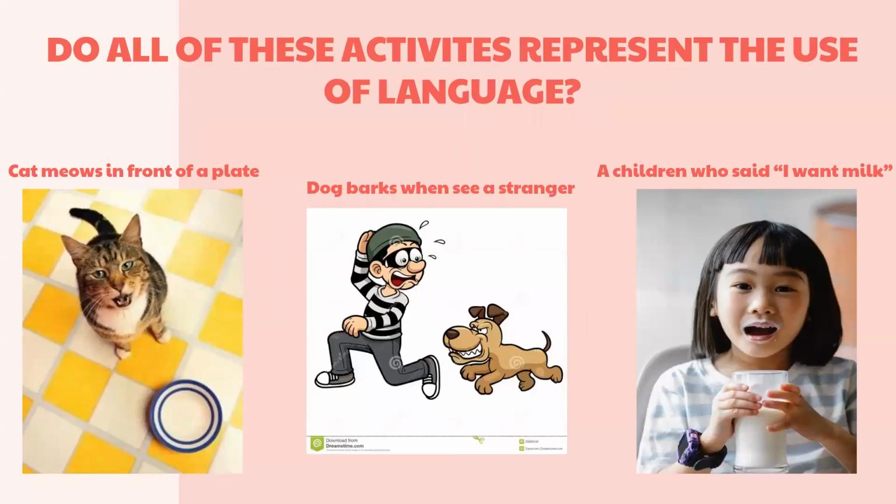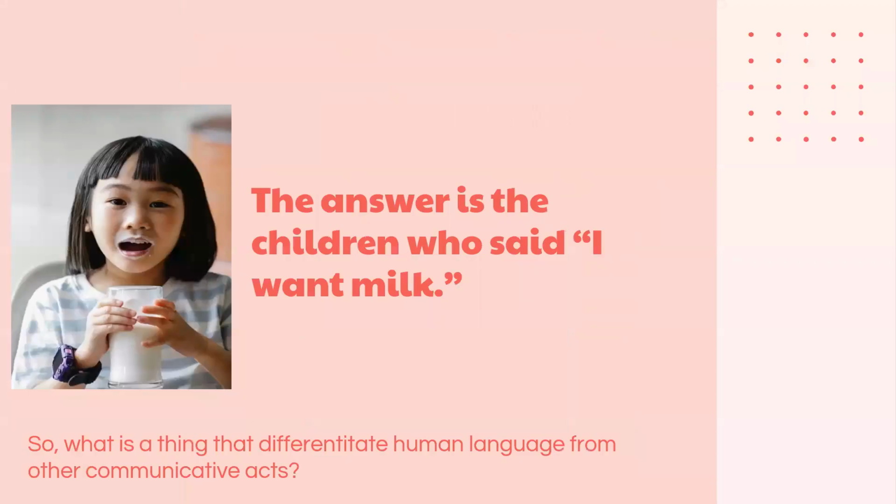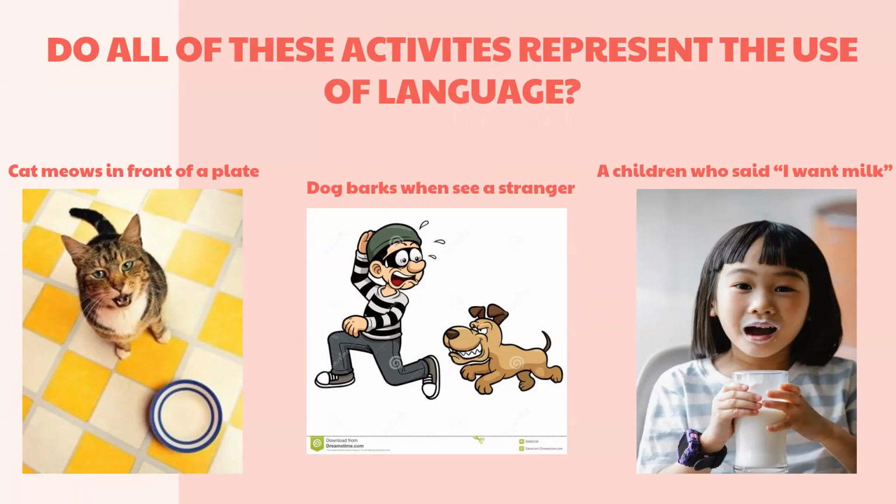And I'm going to ask you, do all of these activities represent the use of language? The first one is a picture of a cat meowing in front of a plate. And then the second one is a dog barking when seeing a stranger. And then a child who says, I want milk. And the answer is no. The answer is only the child who says, I want milk is representing the use of language. But I need to remind you guys, even though the only picture that represents the use of language is the third picture, it doesn't mean that a cat meowing or a dog barking is not communicating. They are communicating. It is a communicative system, but it is not representing the use of language.